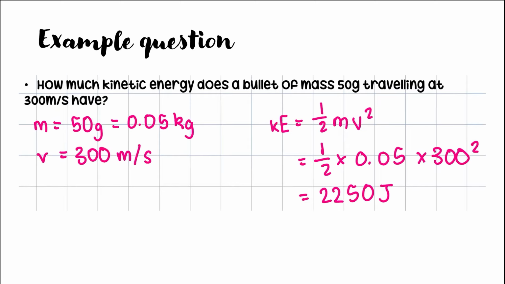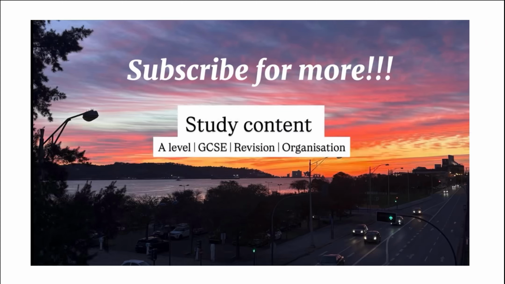Okay, so same again, you know the equation, kinetic energy equals half mv squared, and we're given the mass. Be careful here as there's a unit trap. Remember, mass needs to be in kilograms. So we'll do 50 divided by 1,000 to get 0.05 kilograms, and then plug those numbers into the equation. A half times 0.05 times 300 squared, and you should get 2,250 joules.